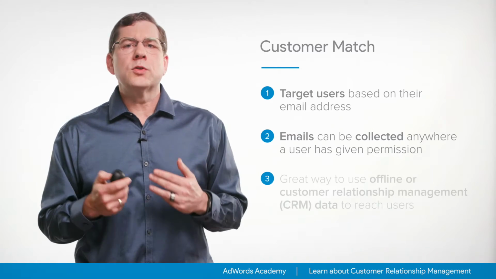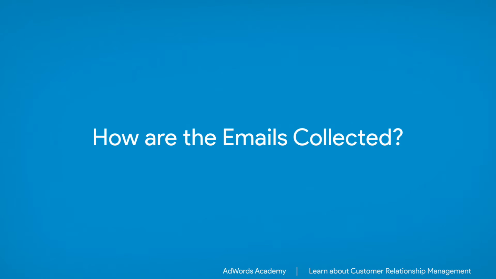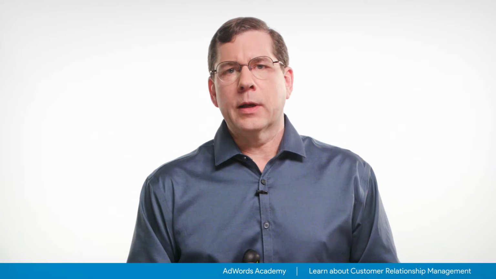So it's a great way to use offline or CRM data to reach users. A good question to ask yourself is, how are the emails collected? The collection method and users' interaction often change how you want to segment your emails. As these methods and user behavior can vary greatly, there's two main items to consider when segmenting email lists.